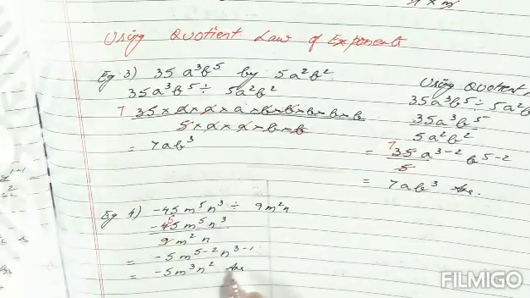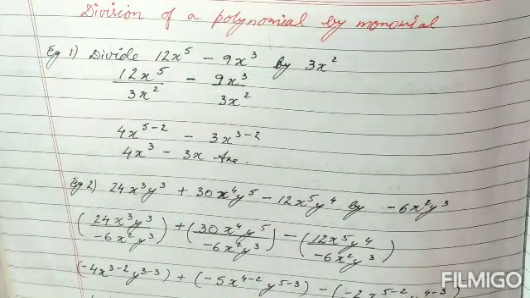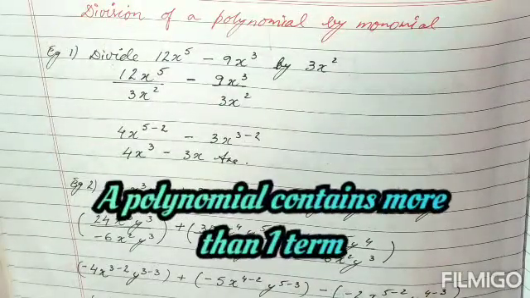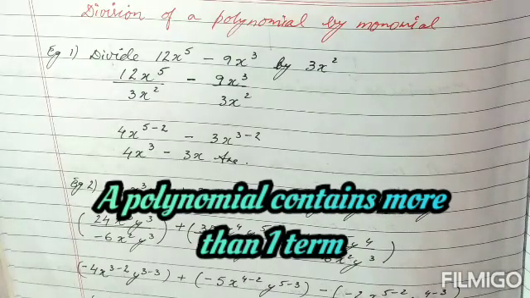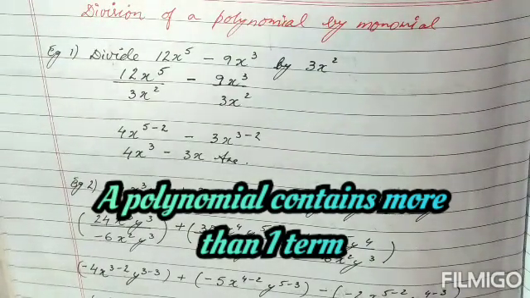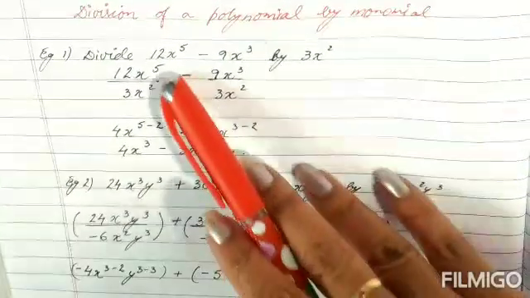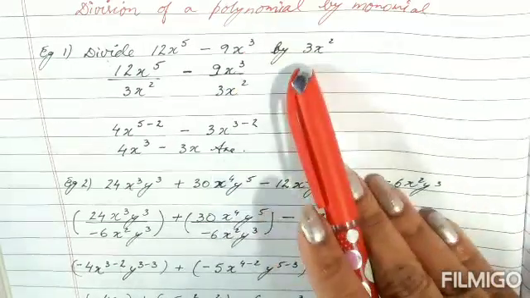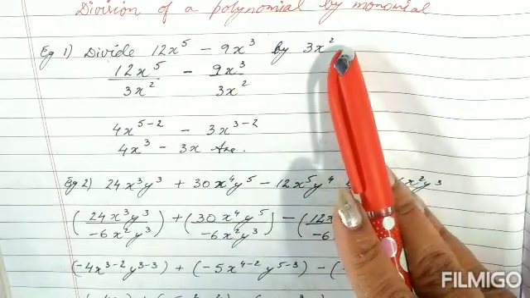So this is okay, children, we start with the next one of division, that is division of a polynomial by a monomial. That means how will you divide a polynomial by a monomial? See, I have taken an example over here. Let's see that example, right? 12x to the power 5 minus 9x to the power 3 is to be divided by 3x square.